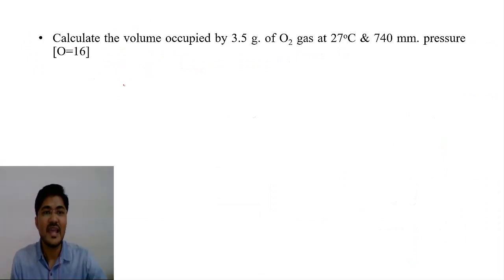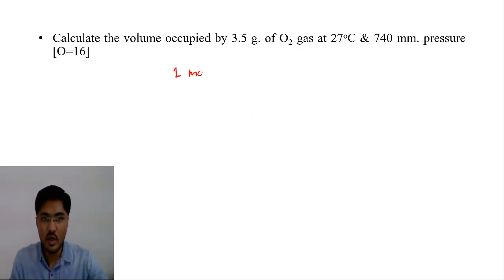The question is, calculate the volume occupied by 3.5 grams of O2 gas at 27 degrees Celsius and 740 mm pressure. Here we already know that 27 degrees Celsius and 740 mm pressure are not the pressure and temperature of s.t.p., but we don't know the volume at s.t.p. as well. So first of all, let's calculate the volume occupied by 3.5 grams of O2 at s.t.p.